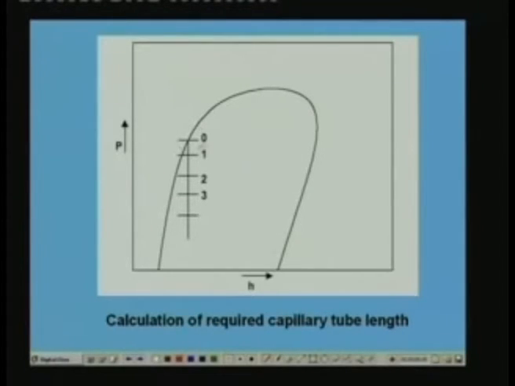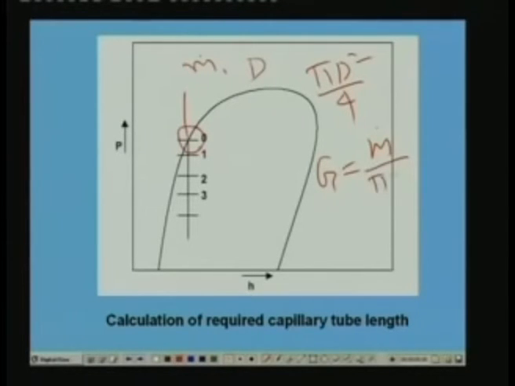Let us say that our inlet condition is saturated. So I know this point. At this point, as I said, I know the mass flow rate of the refrigerant, and I am assuming some diameter of the capillary. So I know the cross section area, that is pi d square by 4. So I can find out the mass velocity G, which is nothing but m dot by pi d square by 4. I can also find out the velocity at the inlet, that means at this point V naught. V naught is nothing but mass velocity divided by density at inlet, rho naught.